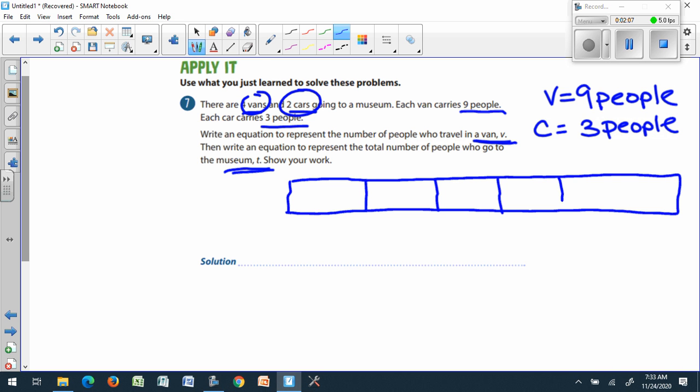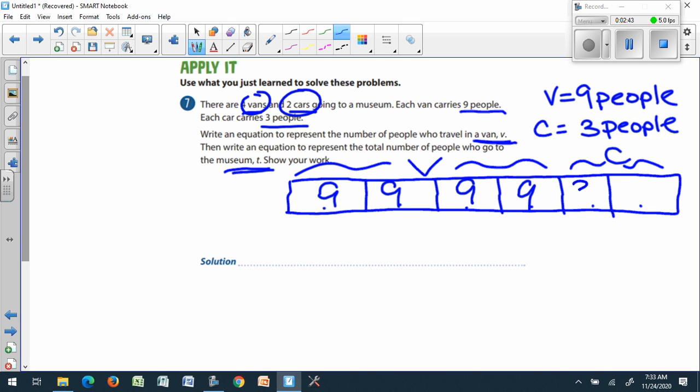Okay, so here, there's my 4 vans and then my 2 cars. I wish my cars were a little smaller, but that's okay. So my 4 boxes right here, those are going to be my vans, and my 2 boxes right here, those are my cars. Why don't you pause the video and see if you can plug in the numbers of each box that should go there. Remember, there are 4 vans and 2 cars. Each car has 3 people. Each van has 9 people. So pause the video and do that. All right, so hopefully you have 4 9s and 2 3s in your boxes.